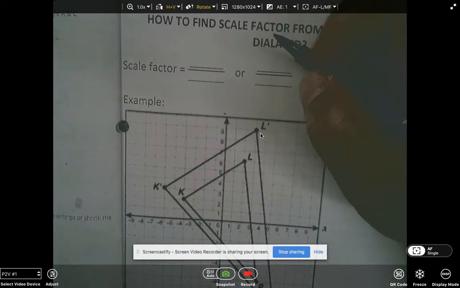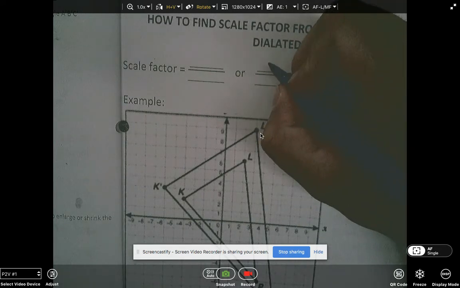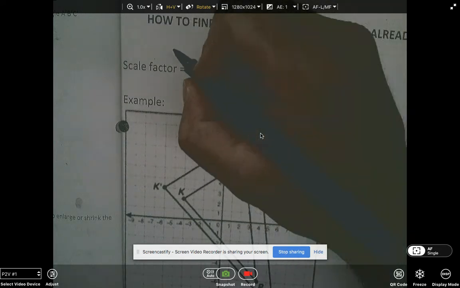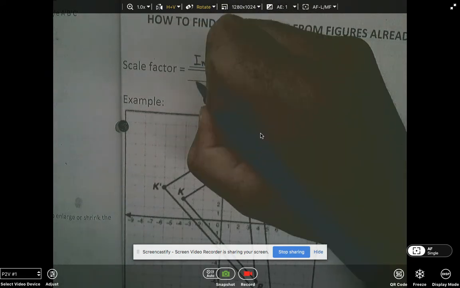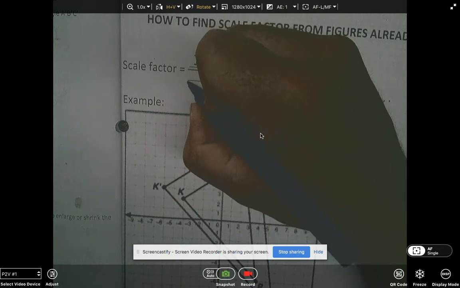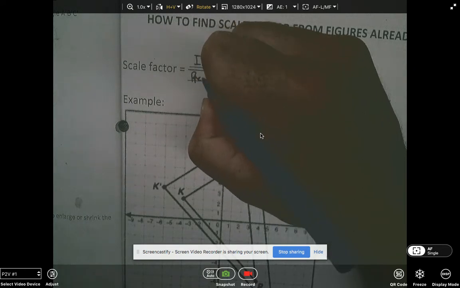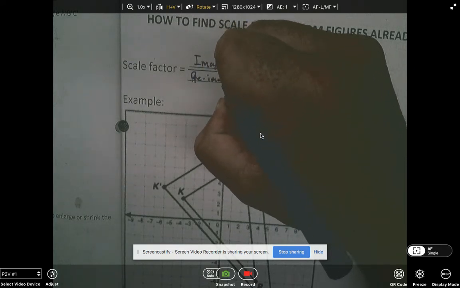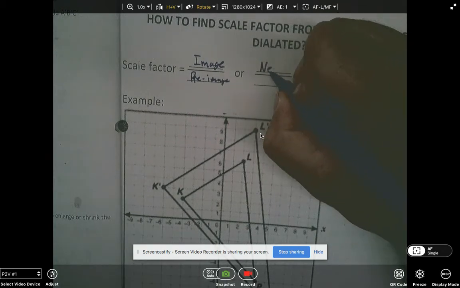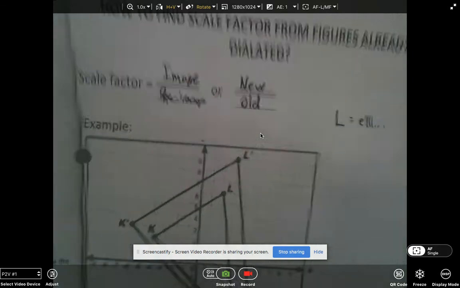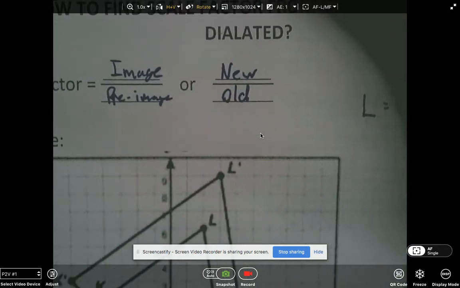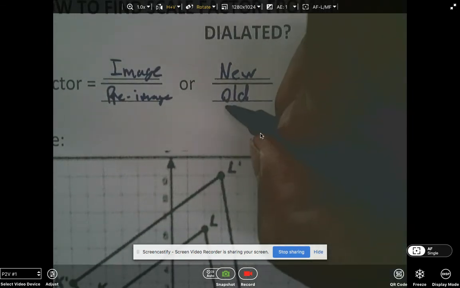All right, so hopefully you watched the video, and basically to find scale factor, you're going to take your new, which is your image, divided by your old, which is your pre-image. So in other words, it's new divided by old. And what acronym did you use? What did you use to help you remember new divided by old?